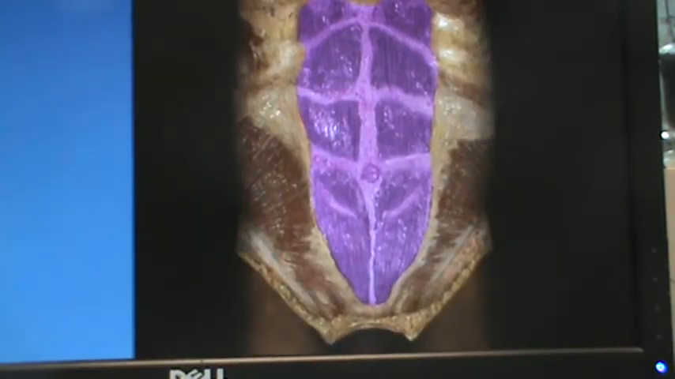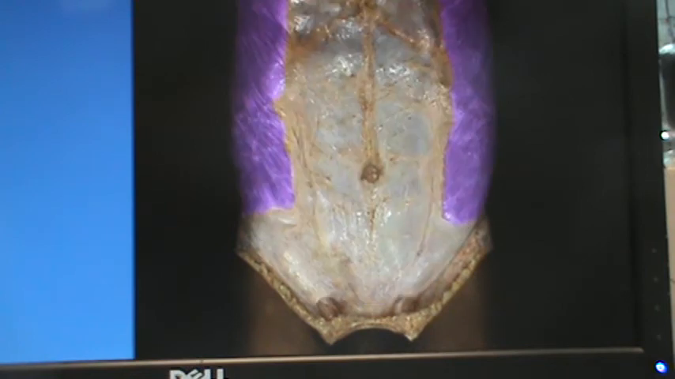Oh yeah. So, what would be the origin of this one? That would be the pubis. What would be the insertion? Xiphoid process. And what would be the action? It flexes and rotates the vertebrae. Okay, let's go on to another one.